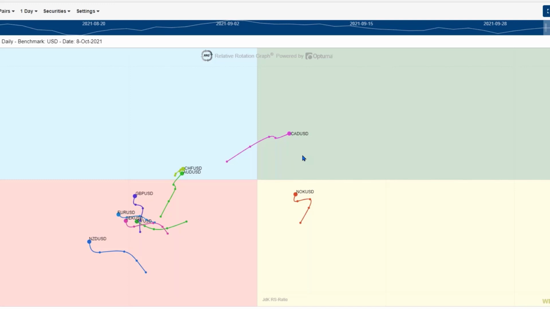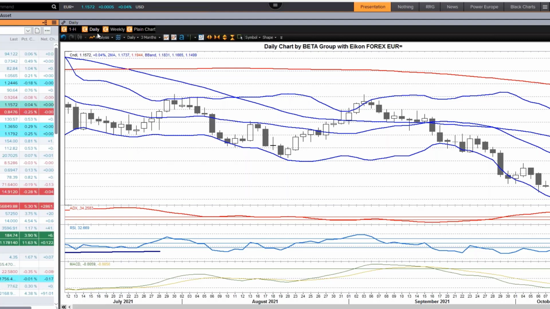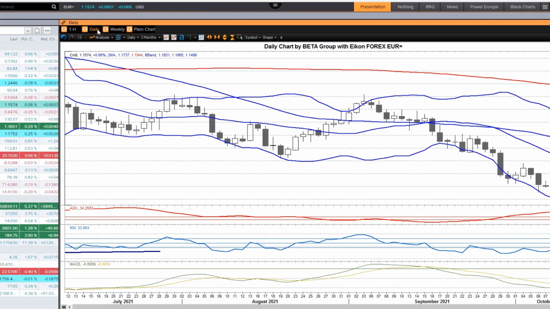So this will be one we will be looking at, but really the dominant ones to talk about are the euro and the pound. The euro being very weak, the pound looking more bouncy, and that's to do with its direction in here. Right, so moving now to the euro chart. Let me show you the weekly first of all.